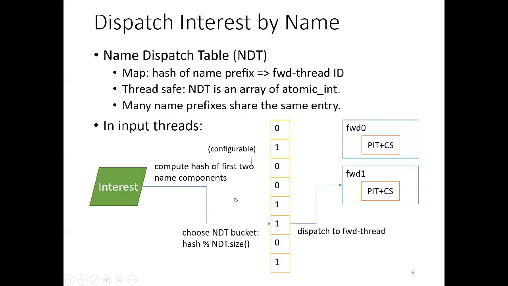Then using the hash value, it will take the lower bits. Suppose the NDT has 64K entries, then it will take the low 16 bits as the NDT index, then it will find where that entry is. Inside of that entry is a forwarding thread ID. In this example, the NDT entry says the name prefix corresponds to forwarding thread 1. So it goes to forwarding thread 1, and then the Interest goes into that PIT.